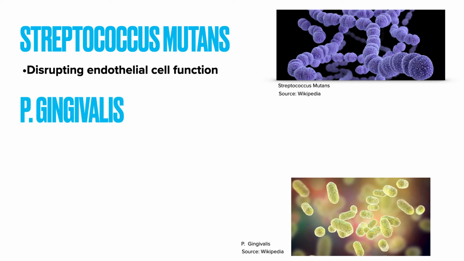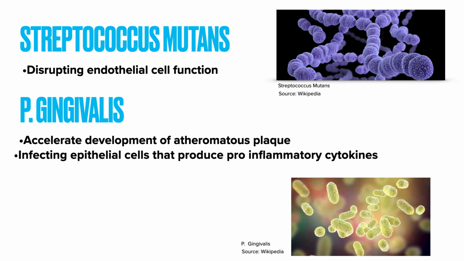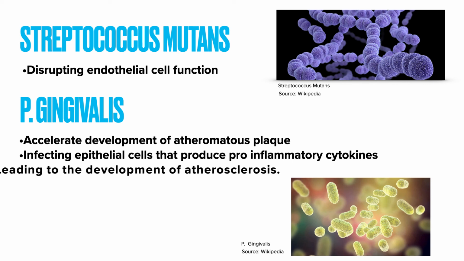Oral bacteria like Streptococcus mutans can contribute directly to atherosclerosis by disrupting endothelial cell function, while periodontal bacteria like Porphyromonas gingivalis could accelerate the development of atheromatous plaque by infecting the epithelial cells that produce pro-inflammatory cytokines, which enter the blood circulation, leading to the development of atherosclerosis.